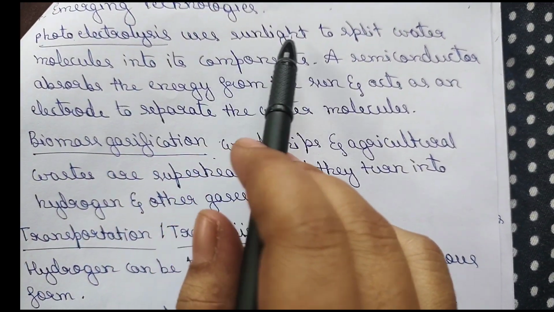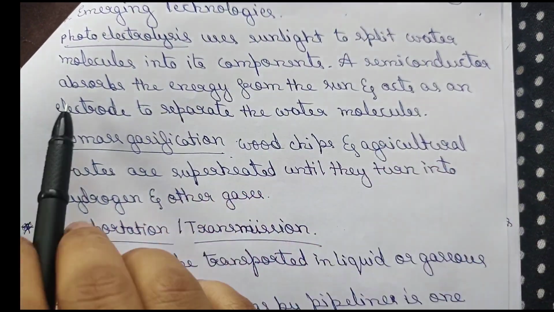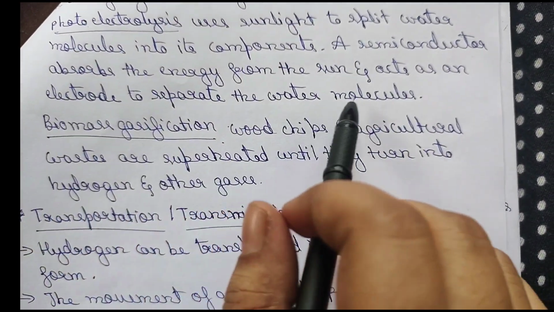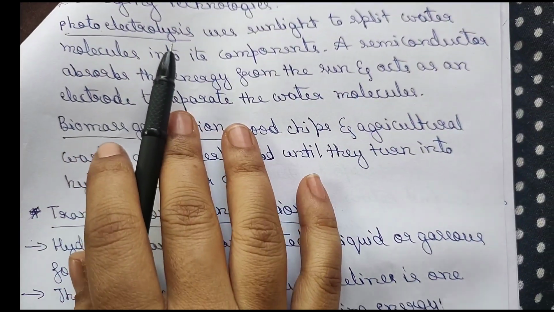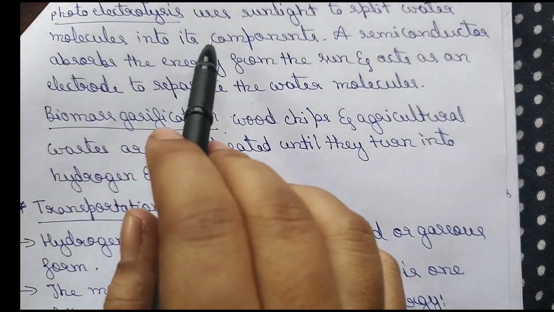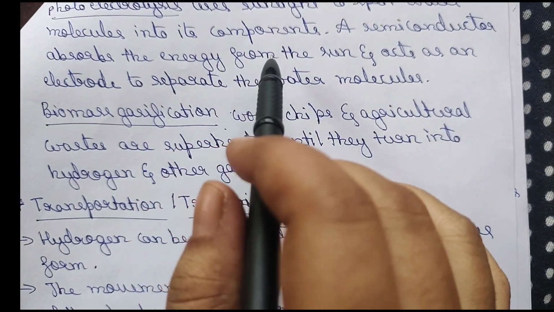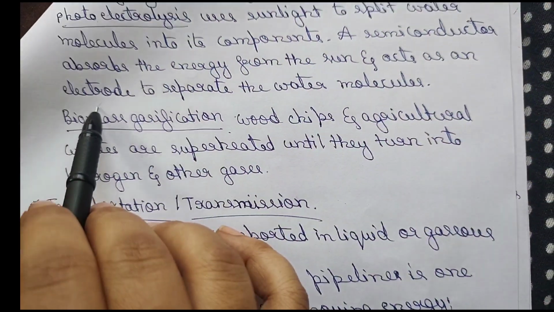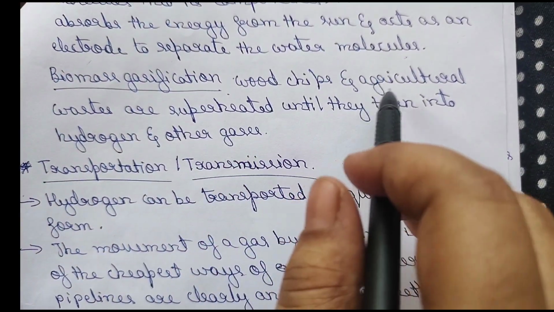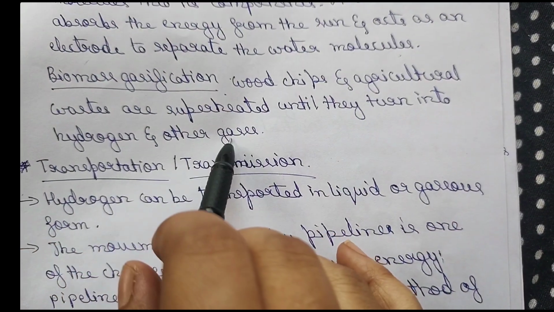Emerging technologies. Photoelectrolysis uses sunlight to split water molecules into its components. A semiconductor absorbs the energy from the sun and acts as an electrode to separate the water molecules. Biomass gasification: wood chips and agricultural waste are superheated until they turn into hydrogen and other gases.